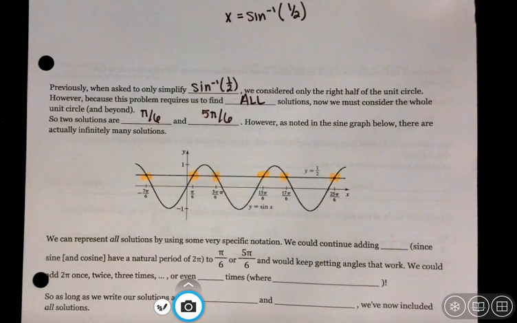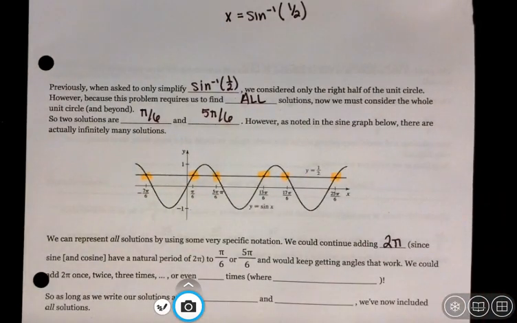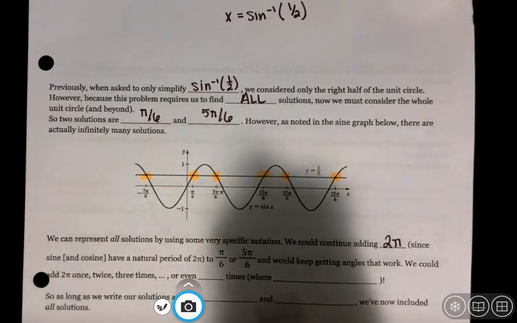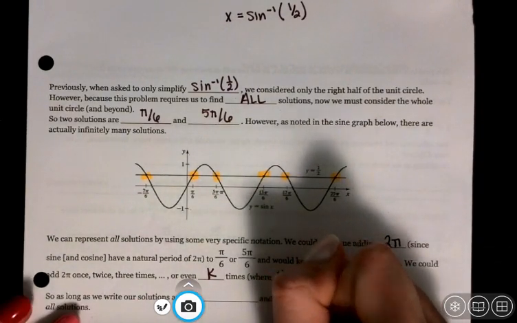So to do that, we know that we can continue adding 2 pi because both sine and cosine have a natural period of 2 pi. So we can add 2 pi one time, we could add it 2 times, 3 times, 4 times, 5 times, even k times, where k is an integer.